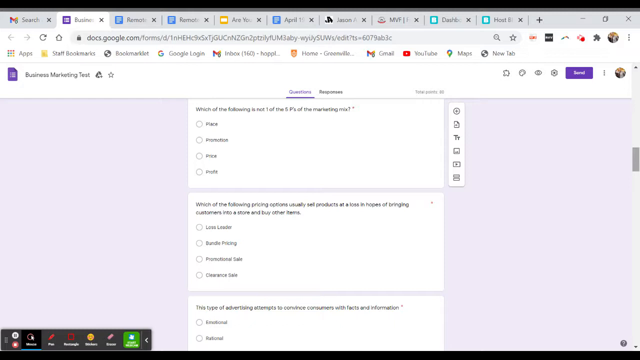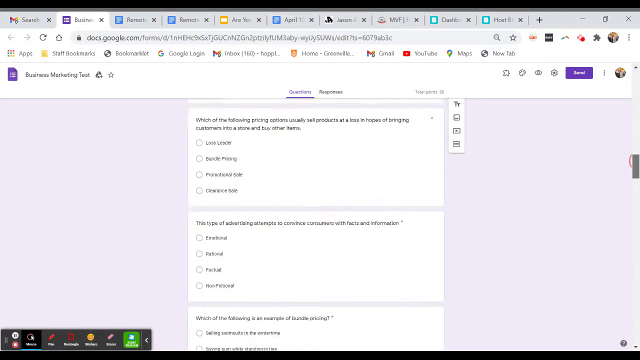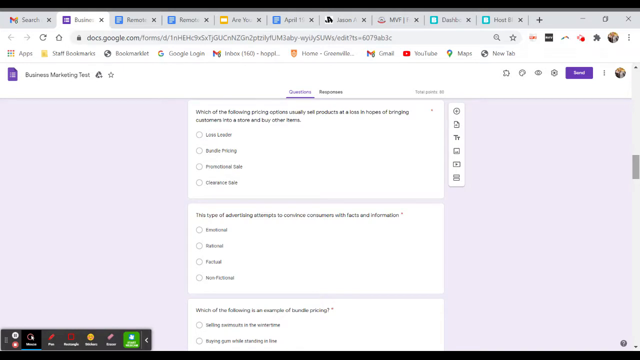Which of the following is not one of the 5 P's of the marketing mix? Place, promotion, price, or profit? Which of the following pricing options usually sell products at a loss in hopes of bringing customers into a store and buy other items? Loss leader, bundle pricing, promotional sale, or clearance sale?